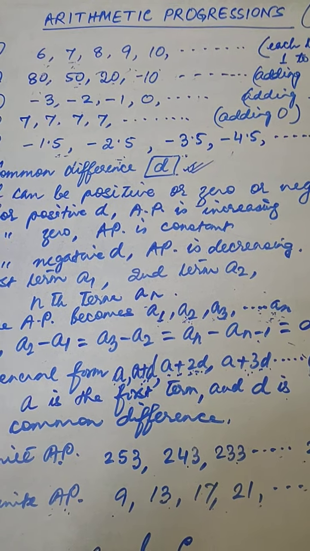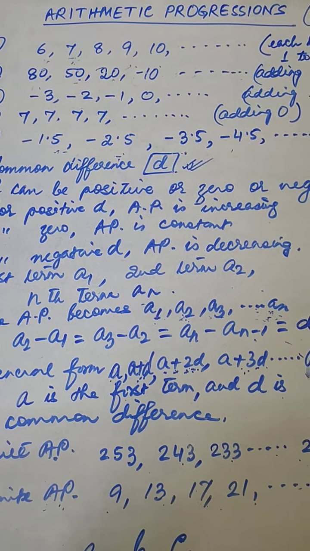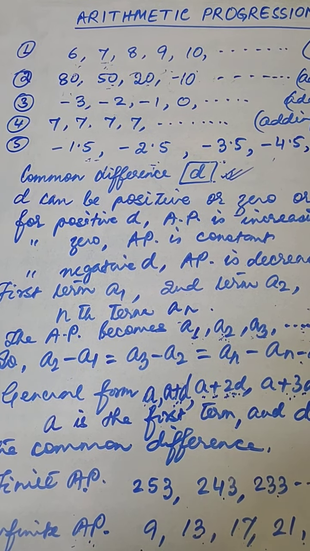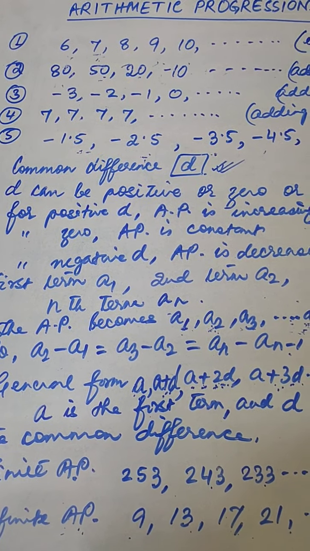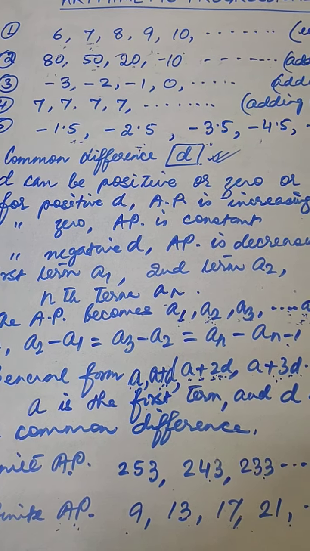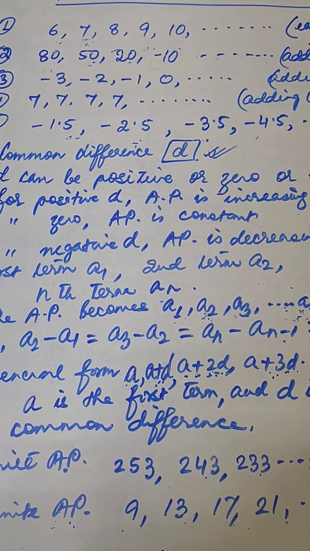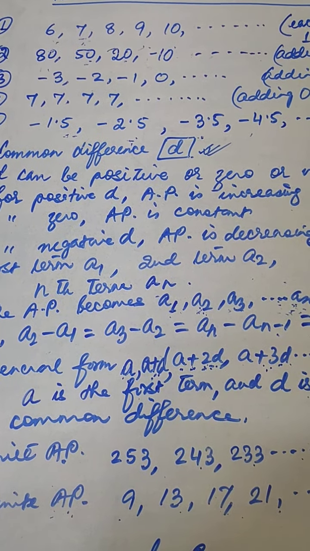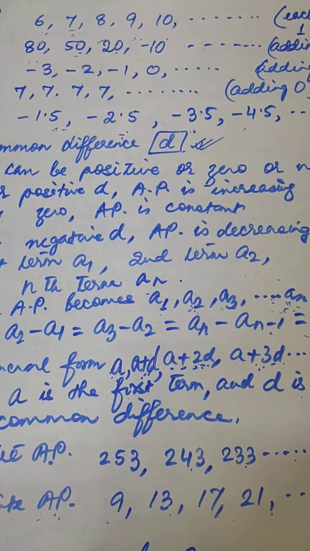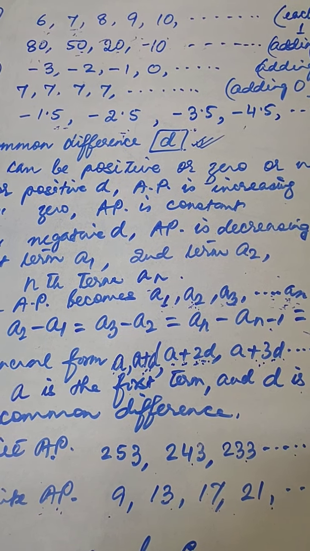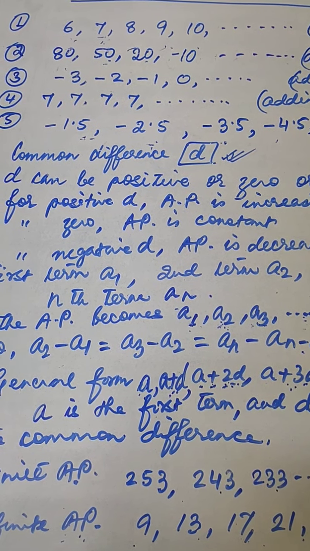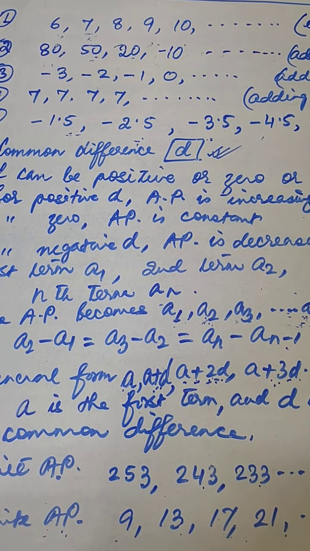Dear students, today we will discuss Introduction to Arithmetic Progressions. Here we have some lists of numbers. Each of the numbers in the list is called a term. So in the first series of numbers, you see the terms are 6, 7, 8, 9 and 10 and so on. Now each term is obtained by adding 1 to the preceding term.